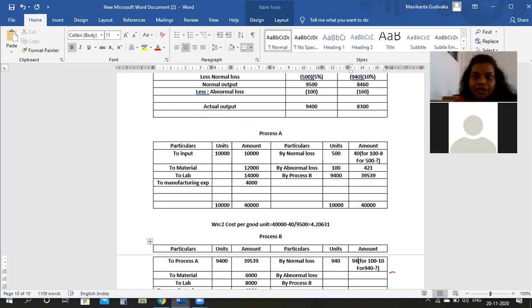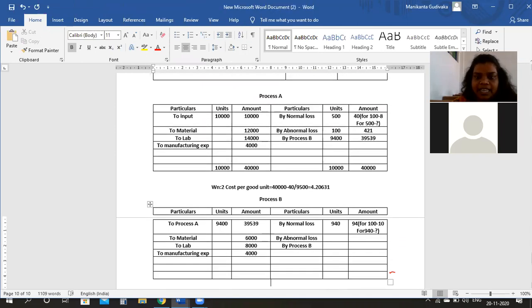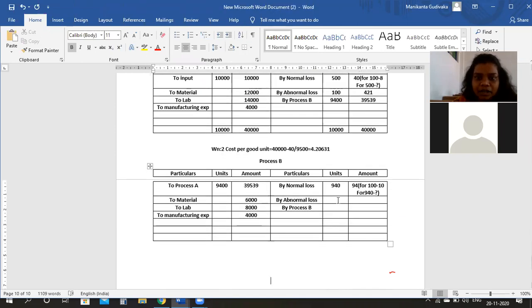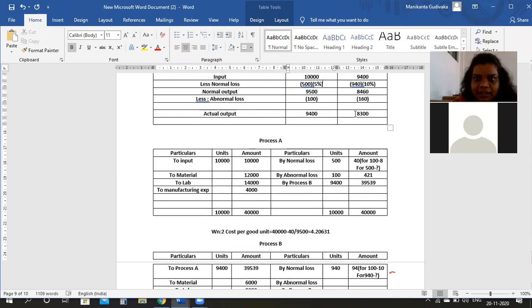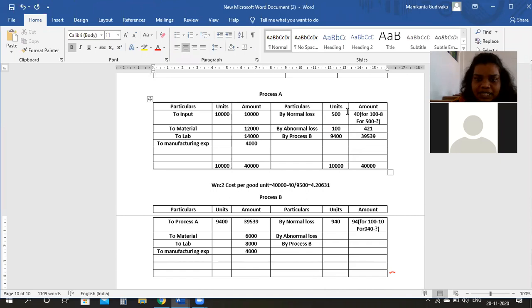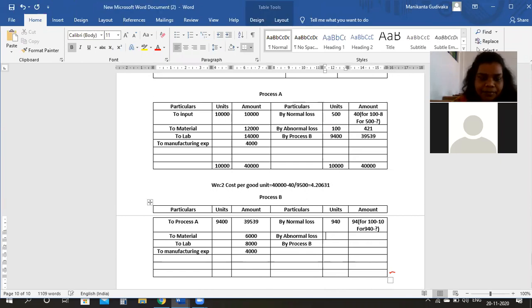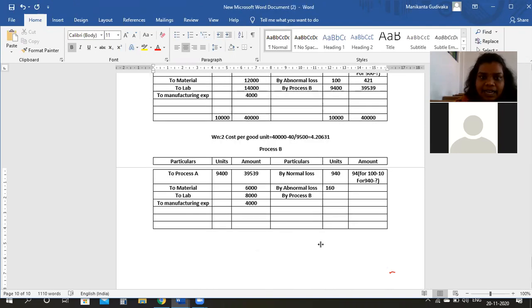You're getting 94 here. Then in this problem also, you have abnormal loss, 160. Yes. So please take 160 here. Now, how am I supposed to calculate the value? Again, I need to go calculate my cost per good unit.